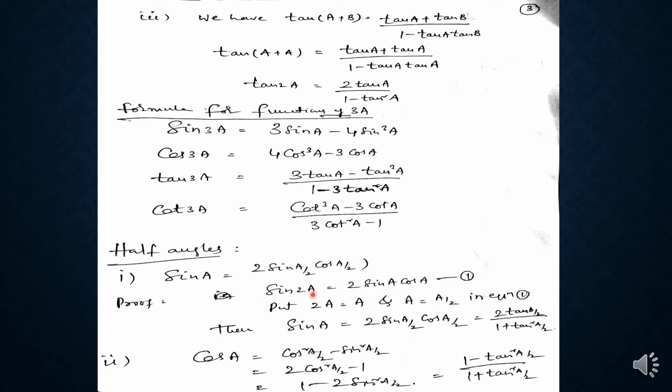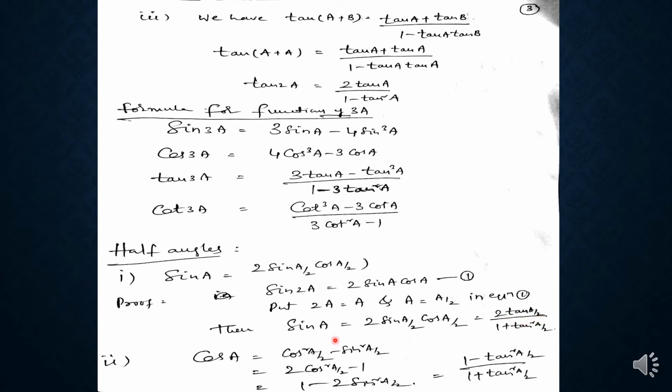So in the formula sin 2A is equal to 2 sin A into cos A, put 2A is equal to A and A is equal to A by 2. Then this becomes sin A is equal to 2 sin A by 2 into cos A by 2. Similarly, in terms of tan, what is sin 2A? Sin 2A is equal to 2 tan A by 1 plus tan square A. So here also put 2A is equal to A and A is equal to A by 2. So that becomes 2 tan A by 2 by 1 plus tan square A by 2. So that is sin A in terms of tan A by 2.